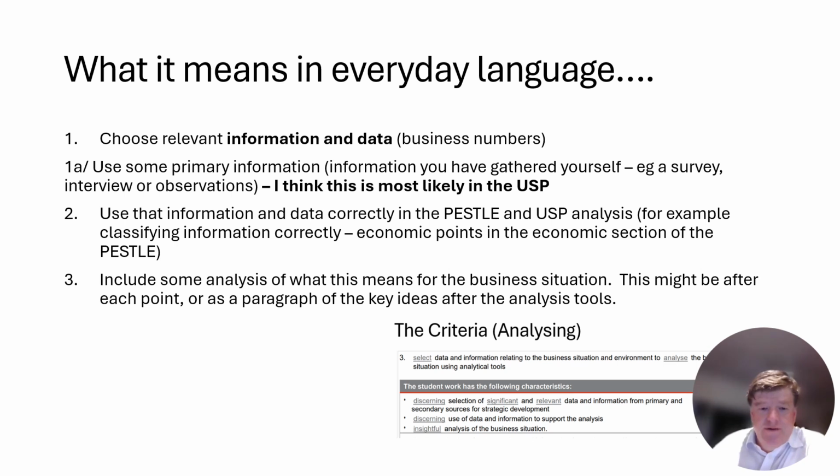And in everyday language, we've got to choose the information and data. I've also reminded us we need some primary information, some interviews, observations, a survey, probably most likely in the USP, I think. Then we've got to put that data correctly in the PESTEL and USP, and then some analysis of what it means. I think the best way to do the analysis myself is perhaps do a paragraph after the USP and PESTEL, pointing out the most important things from those.